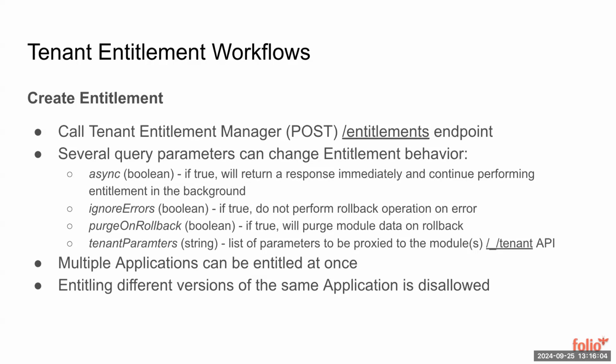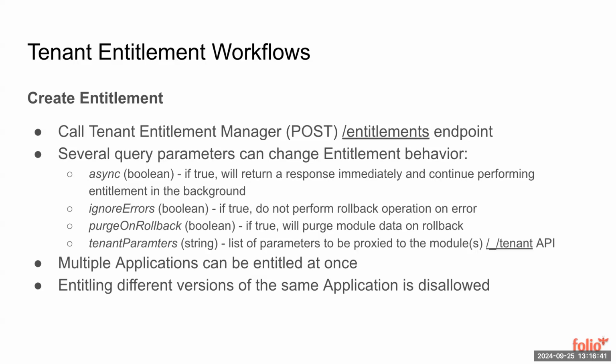So for doing this entitlement, we should call a post entitlement endpoint. The outcome of this call should be enabled modules for particular tenants. These modules will be enabled in the scope of the application that we are going to enable, and they should be ready to use. So if entitlement finished, we can start calling modules that are included in the application that we entitled.